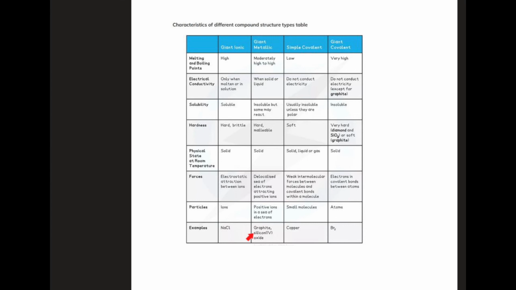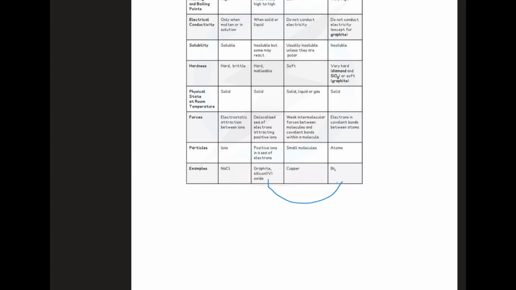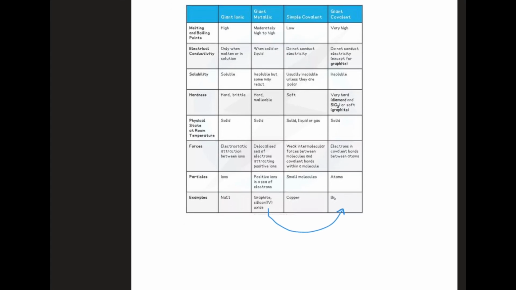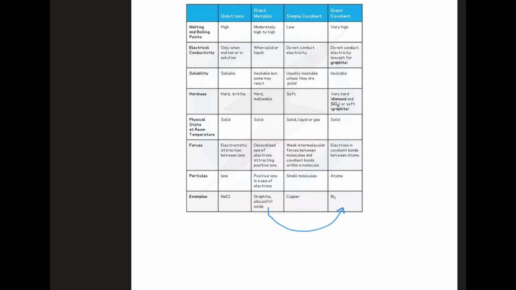graphite. Wait, hold on. Graphite, silicon oxide. Oops, this is definitely a problem. As you can see, this is giant metallic. Here, I mean, graphite and silicon oxide should be there. This one should be here, and Br2, the bromine molecule, should be here. Copper should be here. Okay, they are playing us around. Okay, let's move on.